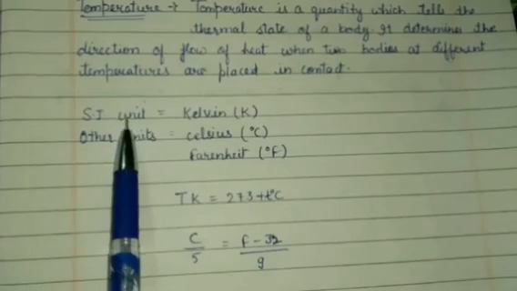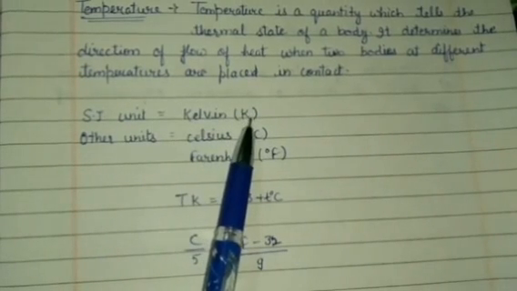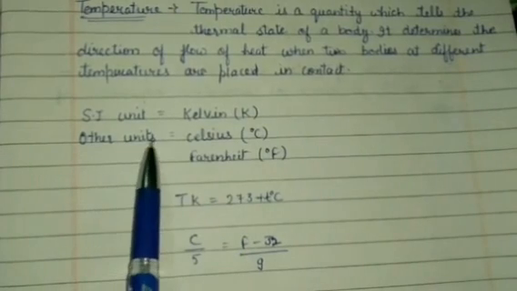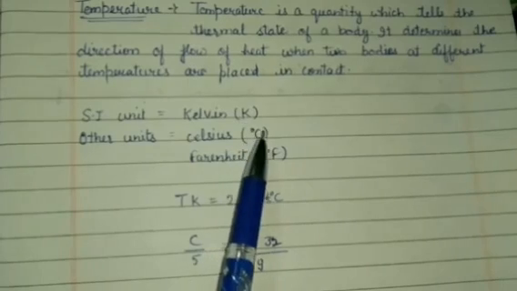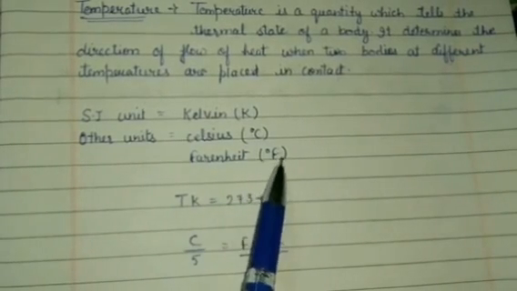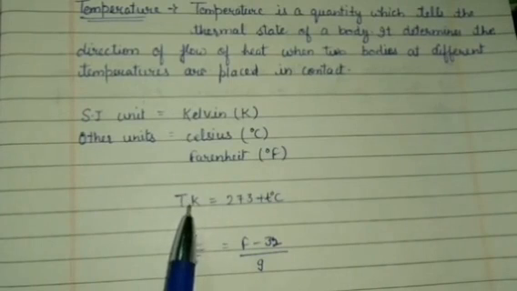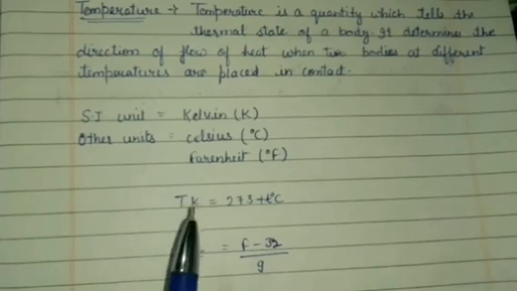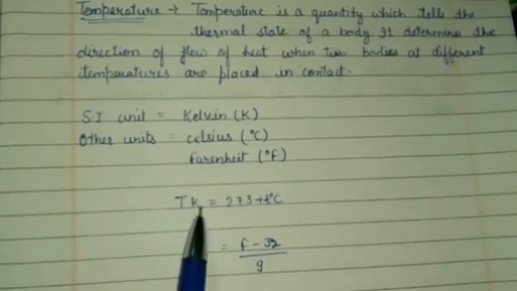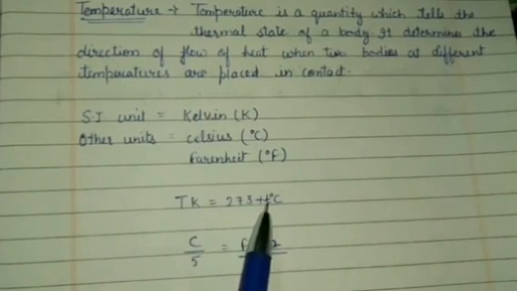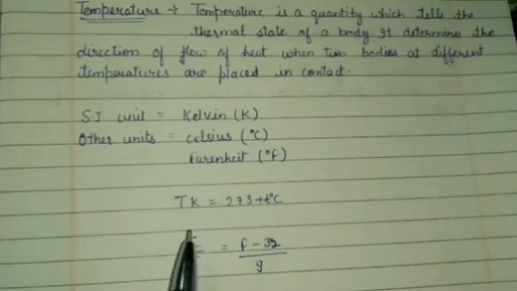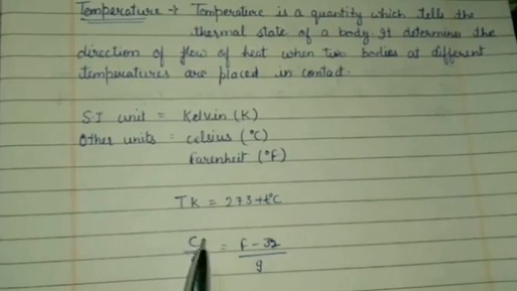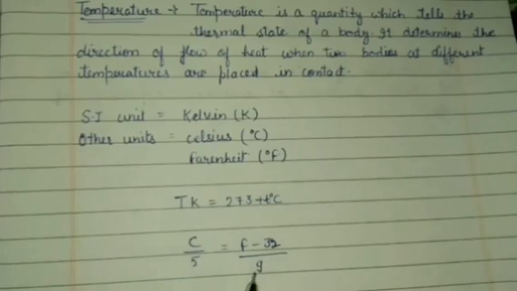The SI unit of temperature is Kelvin, written as capital K. Other units are degree Celsius, °C, and degree Fahrenheit, °F. And the relationships between these units are: T Kelvin equals 273 plus T degree centigrade, and the relation between degree Celsius and degree Fahrenheit is C upon 5 equals F minus 32 upon 9. With these two relations, we can convert one unit into another.